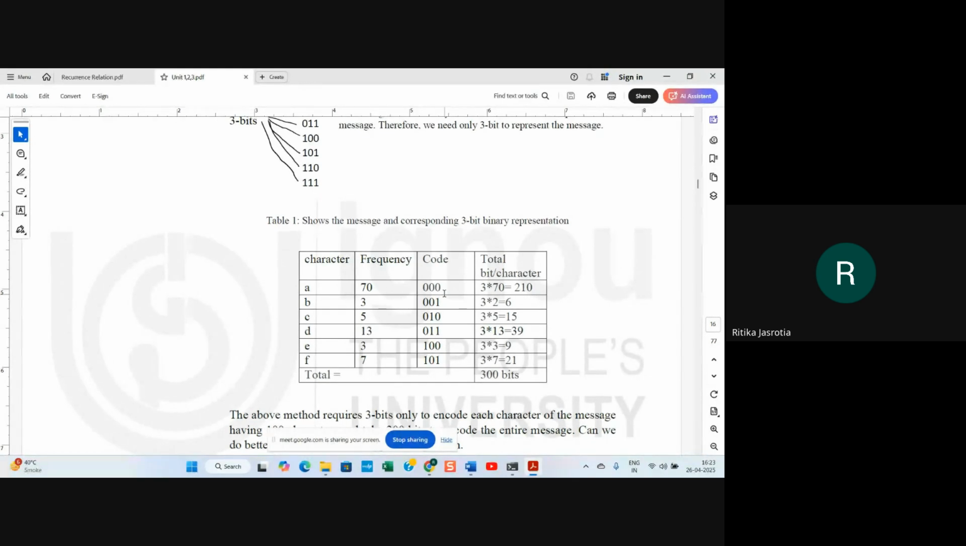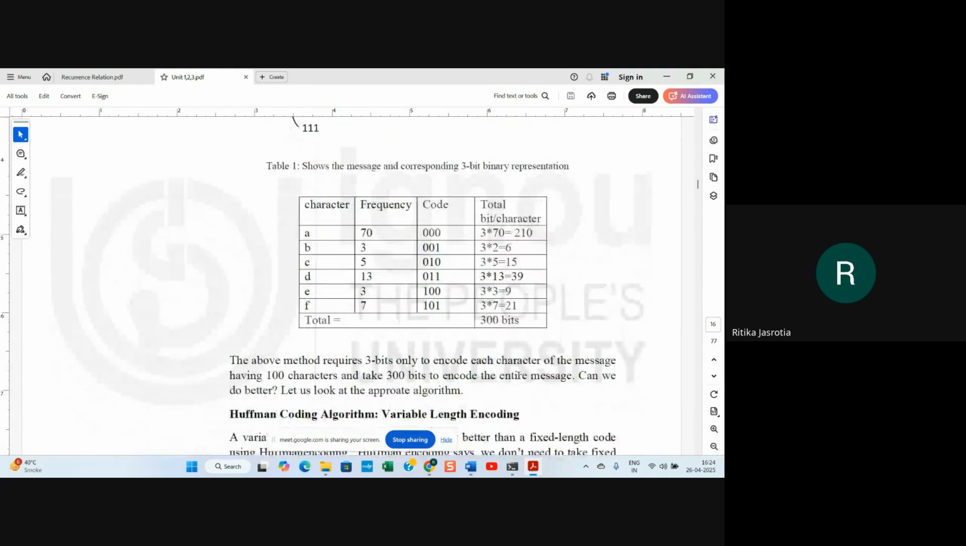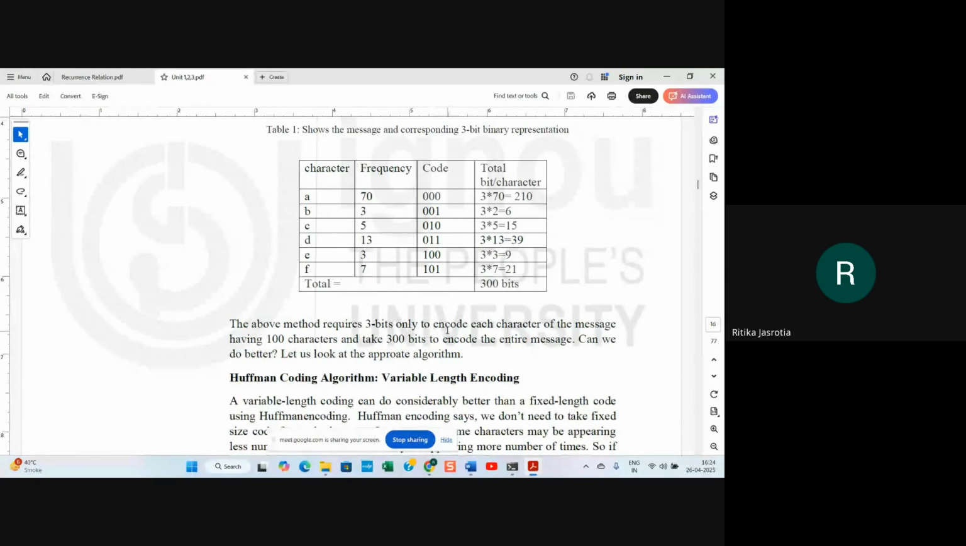So now our calculation will change because it is 3 bits: 3 into 70, 3 into 2, 3 into 5, 3 into 13, 3 into 3, 3 into 7. So it comes out to be 300 bits. We have compressed it. So the above method requires 3 bits only to encode each character of the message having 100 characters, and takes 300 bits to encode the entire message. Can we do better? Let us look at the appropriate algorithm.